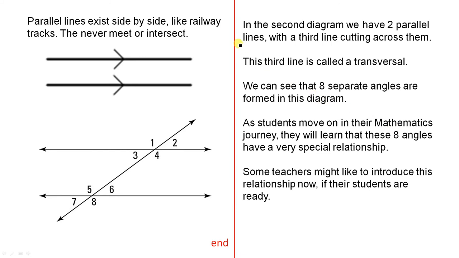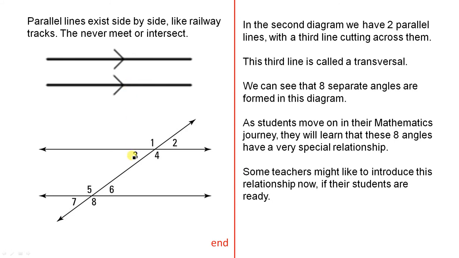Parallel lines exist side by side like railway tracks. They never meet or intersect. And these are the symbols here. They are the symbols which tell you that those two lines are parallel.